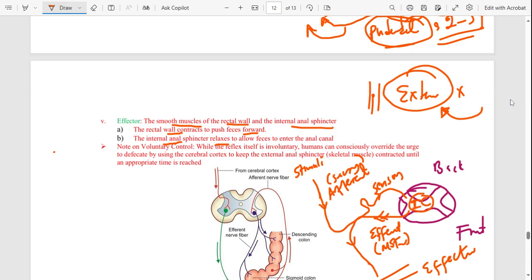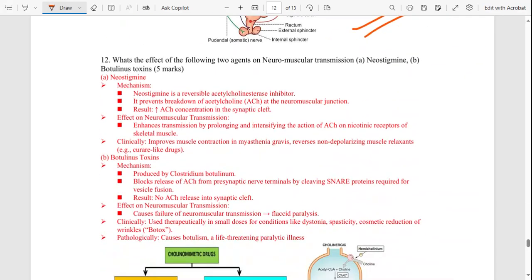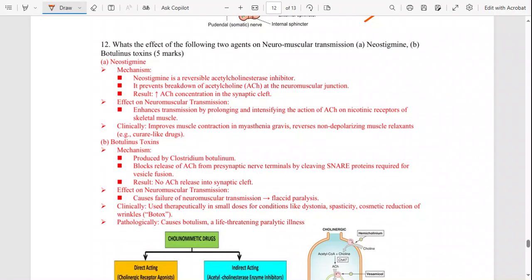Okay, so these are the components of the reflex arc. Does that make sense? Yes, it does.